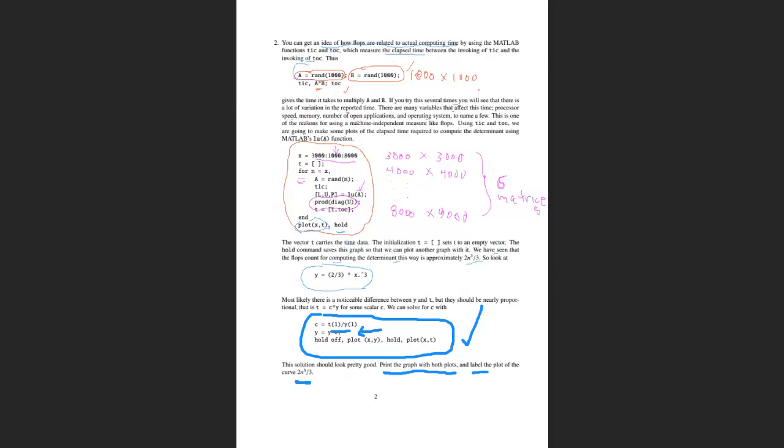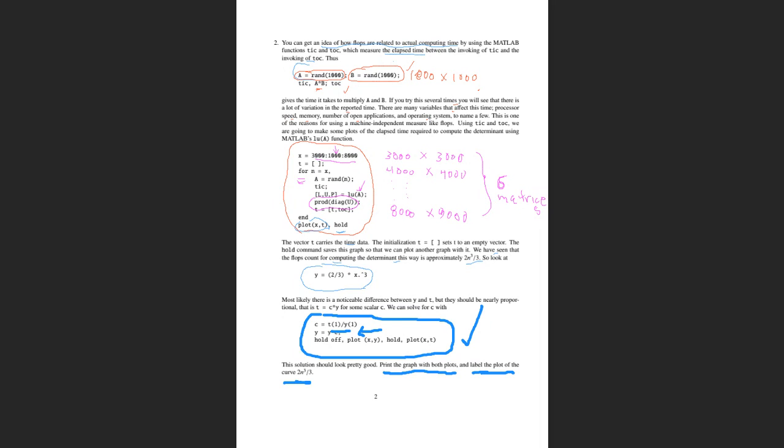And again, you're going to print the graph with both plots, and you have to label the plot of the curve 2n cubed over 3. That would be the curve that corresponds to the number of flops. And n's going to go from 3,000 to 4,000 to 5,000 to 6,000 to 7,000 to 8,000. That should be your axis, right? Well, you know what I'm trying to say.